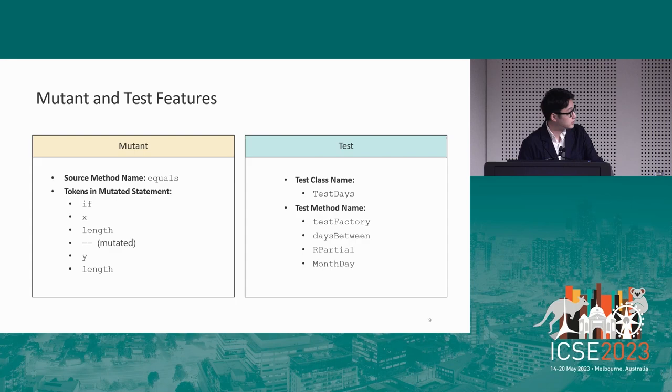Next, this is the test feature. As mentioned, the test feature is also a name: the test case name, the test method name, or the test class name. If you look at those tokens, you can partially deduce the functionality of the test, but it's always partial, not exact. So maybe in the future, we can include more tokens, like those in the assertion statement in the test body, to enhance the model performance.